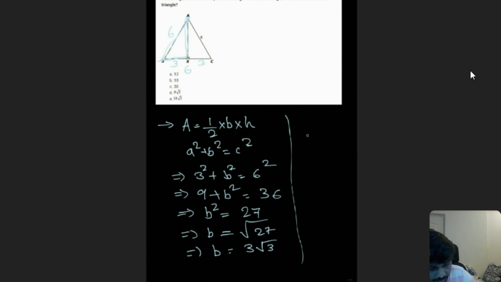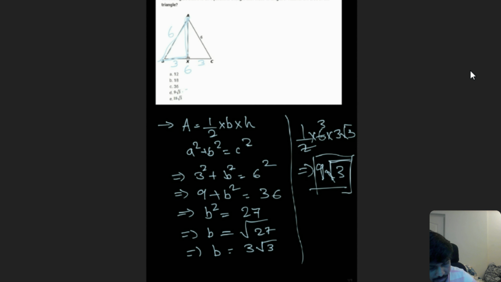Yeah, please go ahead. Okay, we have the base as 6 and the height as 3 times the square root of 3. Using the formula, area equals 1/2 times base times height, we get area equals 1/2 times 6 times 3 times the square root of 3. So what is the area of the triangle? You tell me. 1/2 times 6 is 3, and 3 times the square root of 3 is 9 times the square root of 3. So the area of the triangle is 9 times the square root of 3.